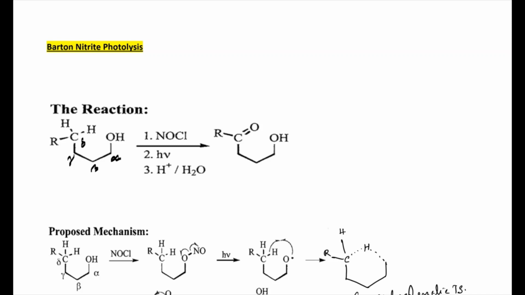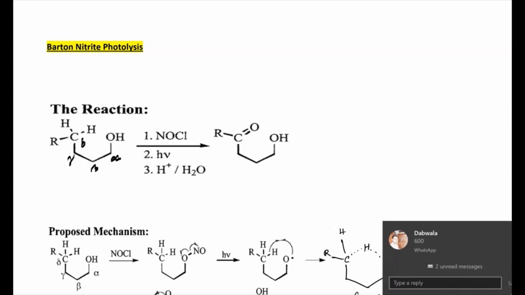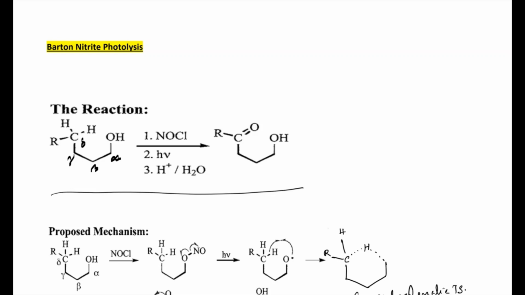It's called Barton Nitrite Photolysis. So the general reaction is this, which I described here: an alcohol having a delta hydrogen atom is treated with NOCl first, and then under photochemical conditions, and then a dilute acid. So the final product will be a keto alcohol. We will discuss the mechanism.